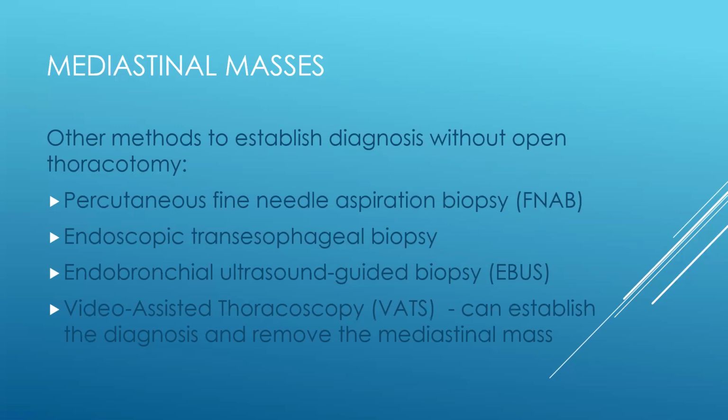Another is to do your endobronchial ultrasound guided biopsy, or your EBUS. So here we insert a scope into the bronchus and again see if there are any surrounding lesions, such as masses or lymph nodes, and we can do biopsy through the bronchus into the lymph node.